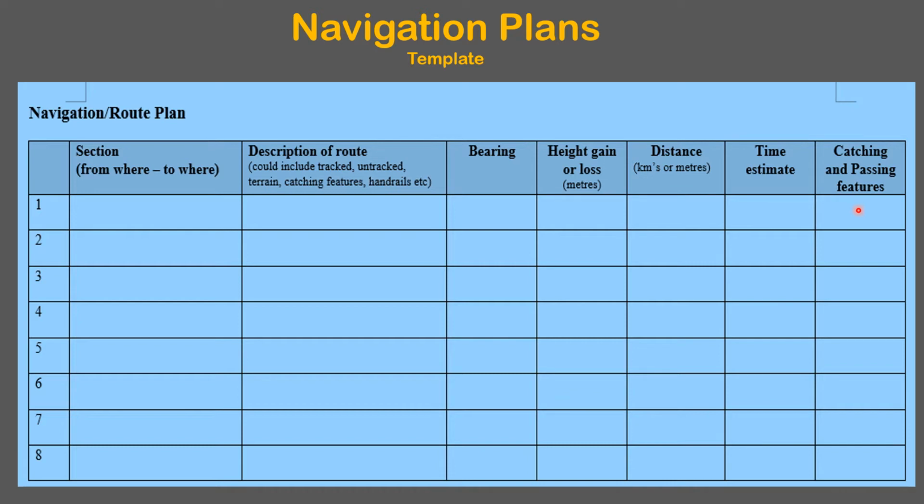And then are there any specific passing features that you're going to come across that you can tick off as you go? They might be where the bush line meets the subalpine, could be a specific rock outcrop, could be specific spurs or gullies or a river that you cross. And any catching features. So a catching feature is something that catches you when you've gone too far. And if you get to that feature, then you realise you've gone too far. But generally, if you're on a track, you won't have too many of those.